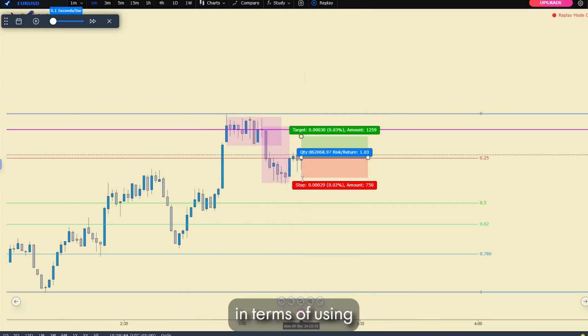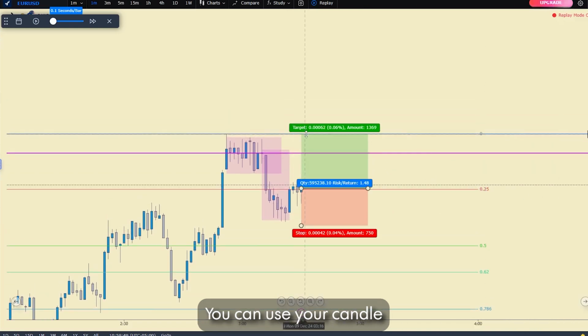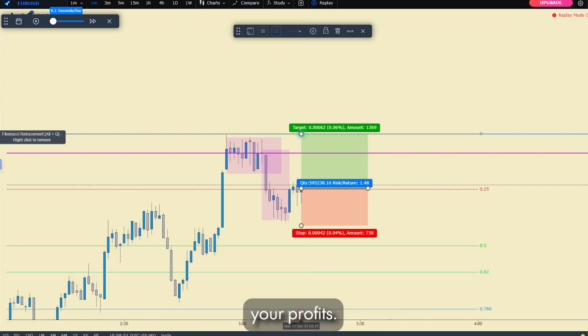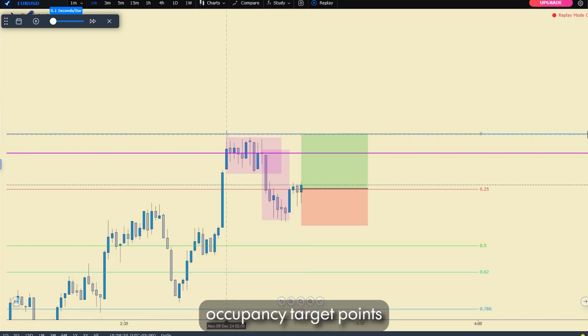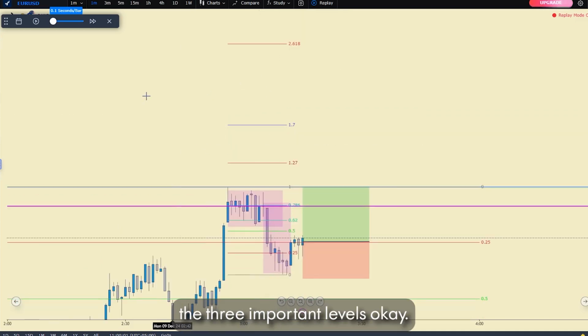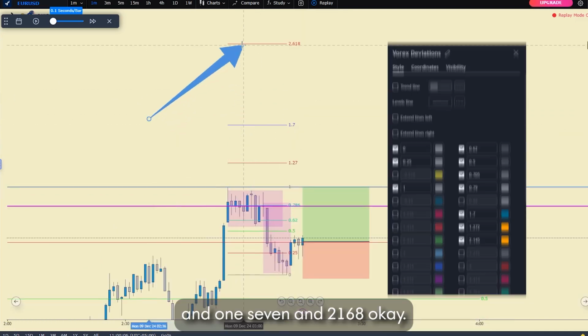Now the next point in terms of using your targets, since this is a continuation model, you can use your candle high point as your TP, or if you're looking to maximize your profits, you can use our Fibonacci target points, dragging from the entire retracement, okay? And these are the 3 important levels, okay? Our 1.27, our 1.7, and 2.68, okay?